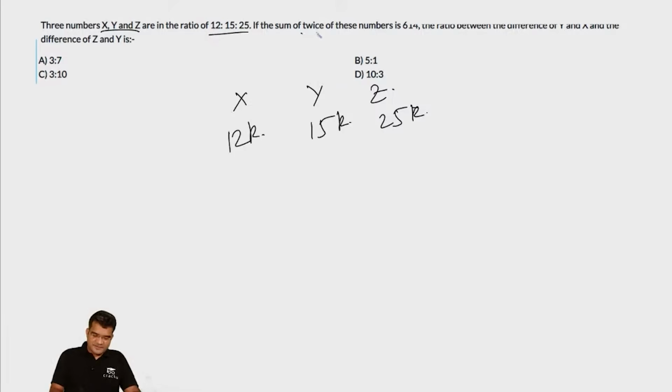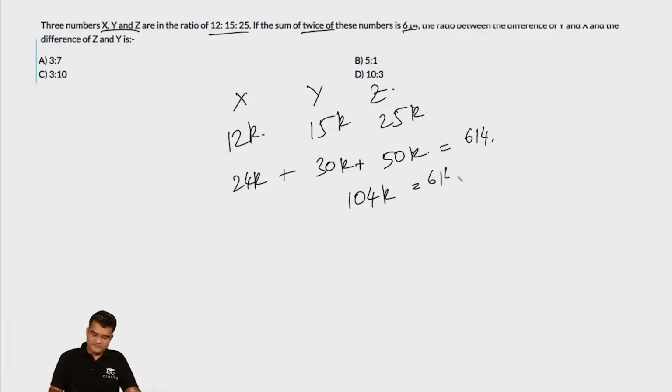We are told that the sum of twice these numbers is 614. That is 24k plus 30k plus 50k. That is twice each of these numbers. We are told they total up to 614. You can calculate that this will be equal to 104k is equal to 614.